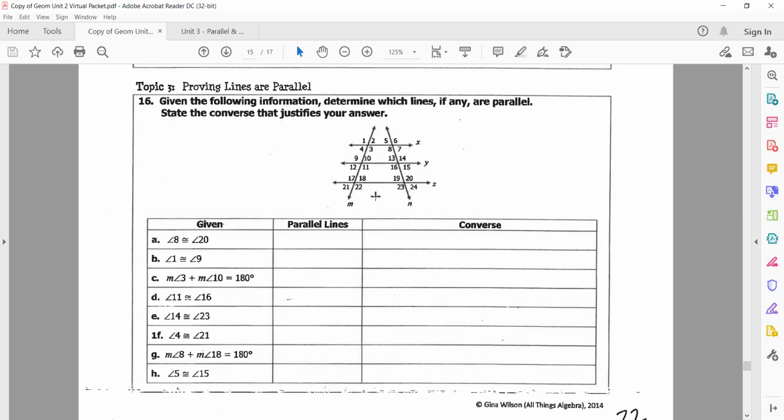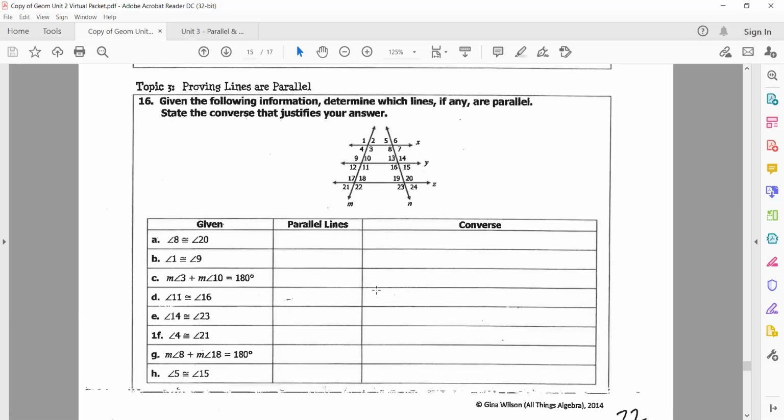So where's angle 8 and angle 20? 8's here, 20 is here. So if angle 8 and 20 are congruent, that means that they are alternate interior and the lines that are parallel are X and Z. I don't care about line Y right now because angle 8's not on that. Neither is angle 20. Again, blank that out of your mind. Ignore it.